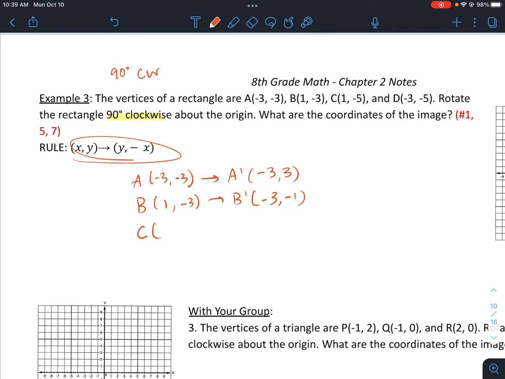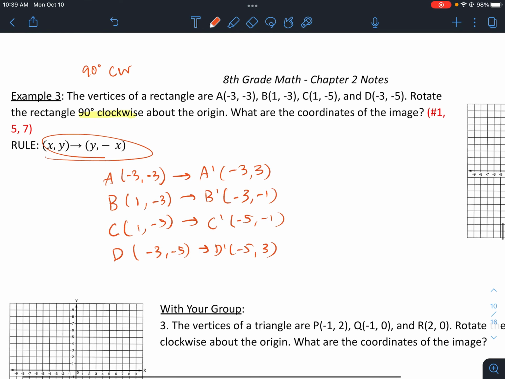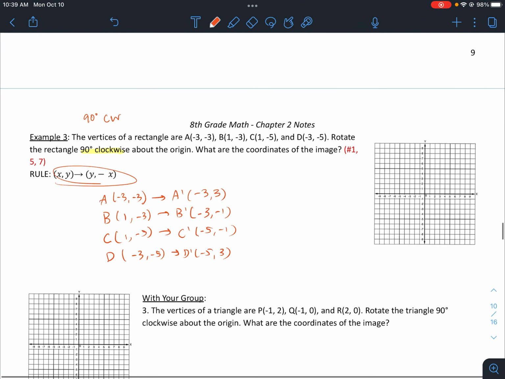C is originally (1, negative 5). This becomes C prime, which is (negative 5, negative 1). D is (negative 3, negative 5). So if I were to do this, D prime becomes (negative 5, 3) with the same y, opposite x. All right, let's plot this. A is (negative 3, negative 3), which is right here. B is (1, negative 3), which is right here. C is (1, negative 5), which is right here. D is (negative 3, negative 5), which is right here.